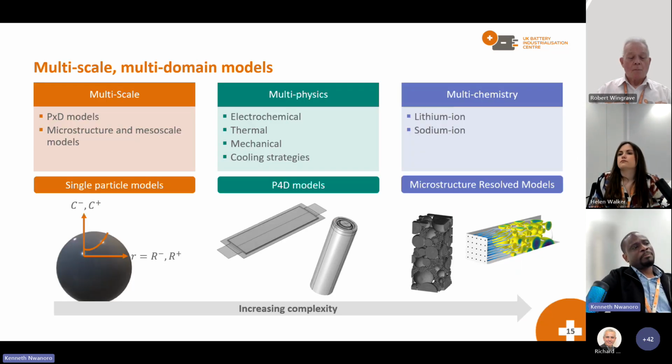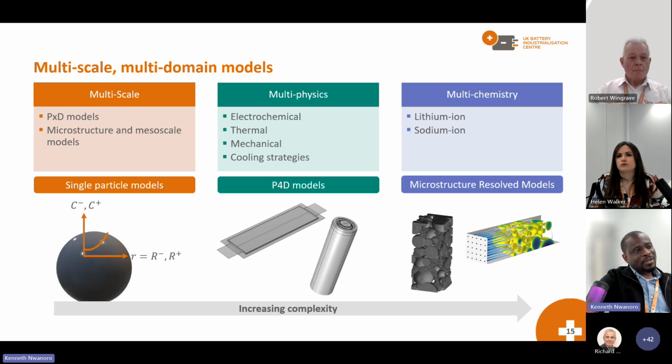So I've talked about the performance simulation, the design optimization that we do here at UKBIC. Now I'll go into the modeling approaches that we use. Our modeling is a multi-scale and multi-domain model. Multi-scale, what I mean there is that we can model a cell by just a single particle, or even using the famous P2D model.